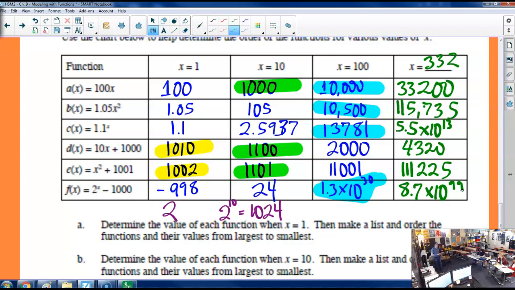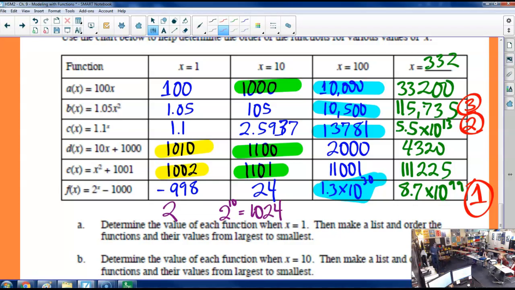So if we want to give them their ranks, obviously f of x takes first place. Who takes second place? The c of x, the other exponential. Who takes the next place? B of x. So what type of function is that? It's quadratic, x squared. It's parabolic, but it's a quadratic.